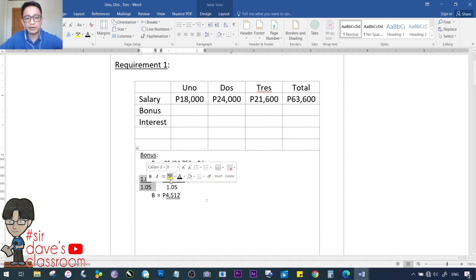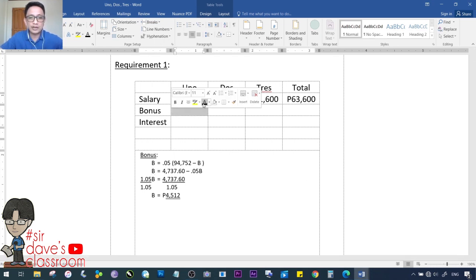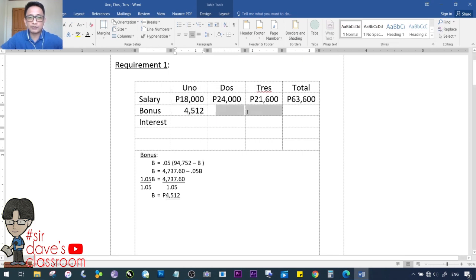So 4,737.60 divided by 1.05. After transposing the negative here, doon, papunta doon, it becomes positive. Alright? So the bonus in this case is for 1. Kaya yung 4,512 mapupunta sa kanya dito. Walang bonus for 2 and 3. Therefore, the total must be 4,512.